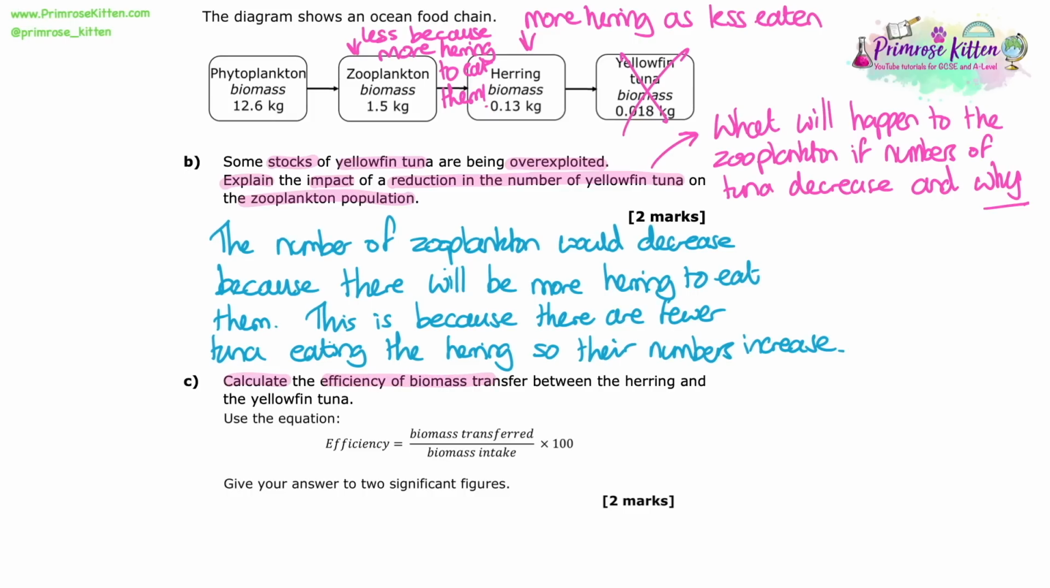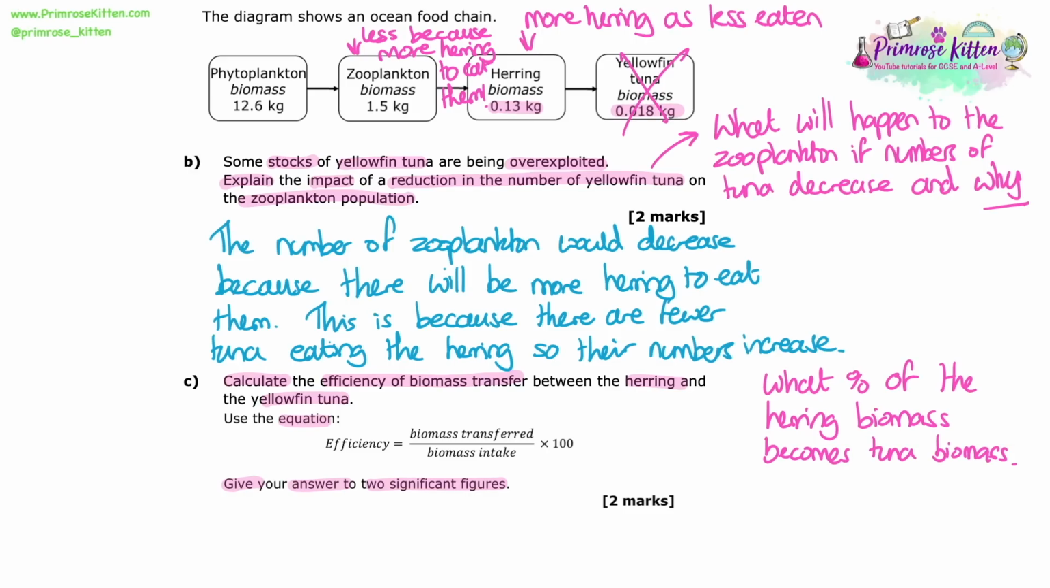Calculate the efficiency of biomass transfer between the herring and the yellowfin tuna. Give your answer to two significant figures. So really, this is asking what percentage of the herring biomass will ultimately end up becoming tuna biomass.